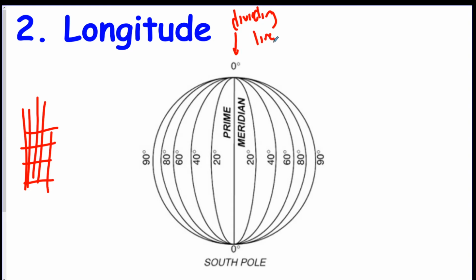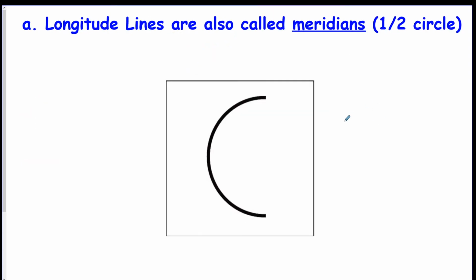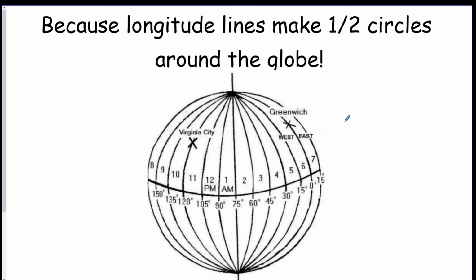Now, it splits the Earth into an eastern hemisphere and a western hemisphere, depending on which side of the prime meridian you're on. This is the east, and this is the west. The maximum amount you can go around the Earth is 180 degrees. You can go halfway around, and then you'll be in the other hemisphere, because the Earth is a sphere. Longitude lines are called meridians because they look like this. They're half circles. You can see them all on the picture.